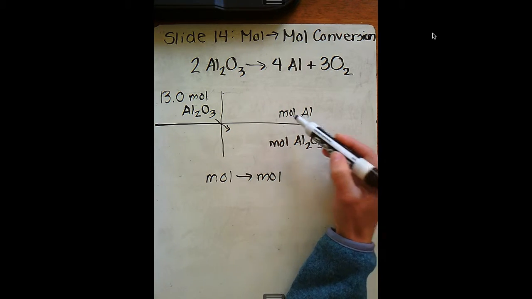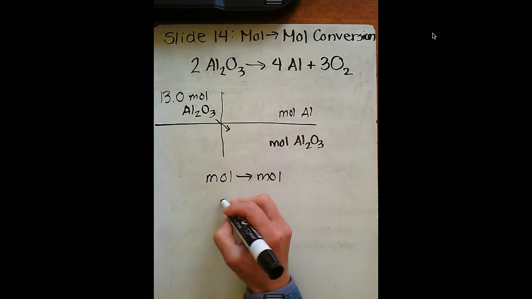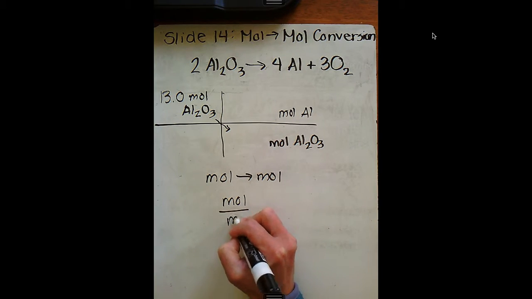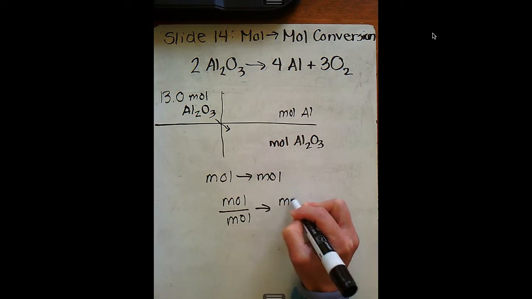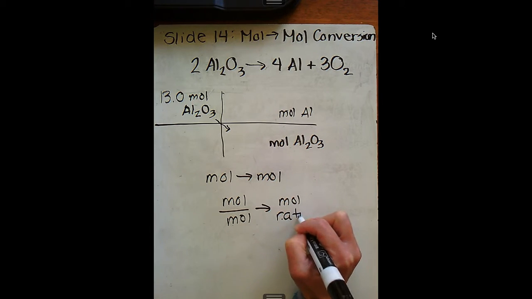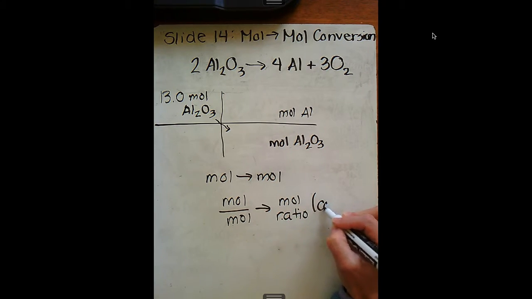At this point, I see mole over mole. What did I say in that last video? When you see mole over mole, that is telling you to use a mole ratio. And when you're looking for a mole ratio, where are you going to find that? You're going to look up there to the coefficients.